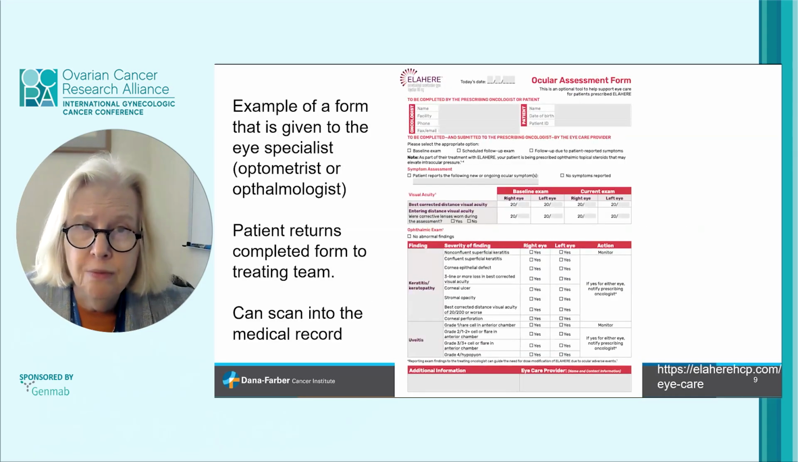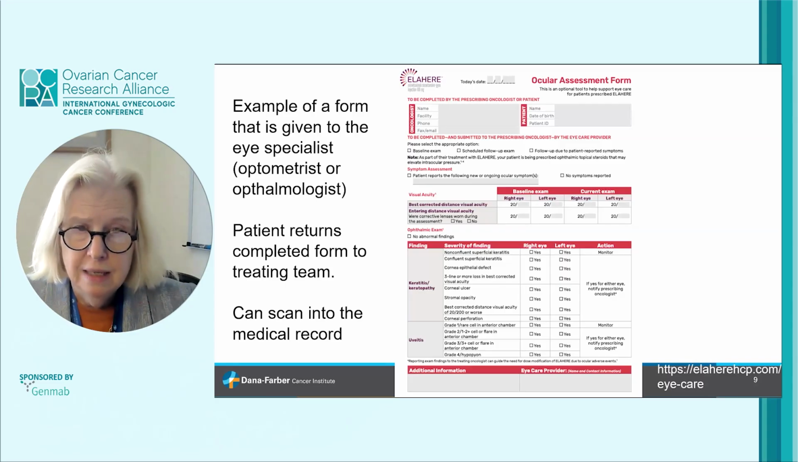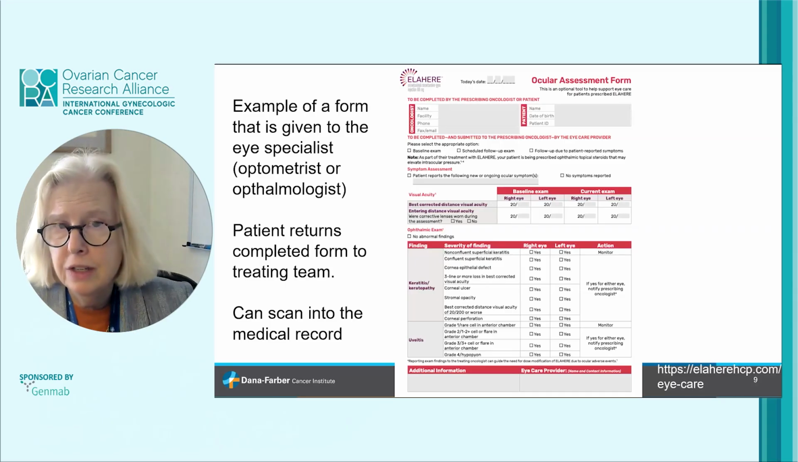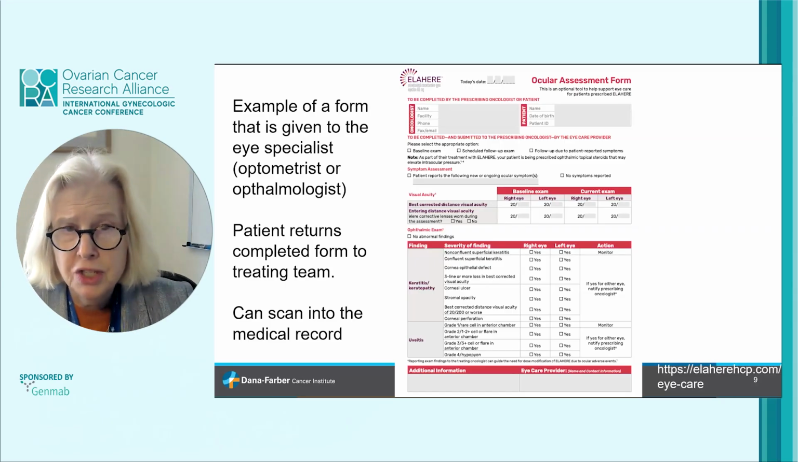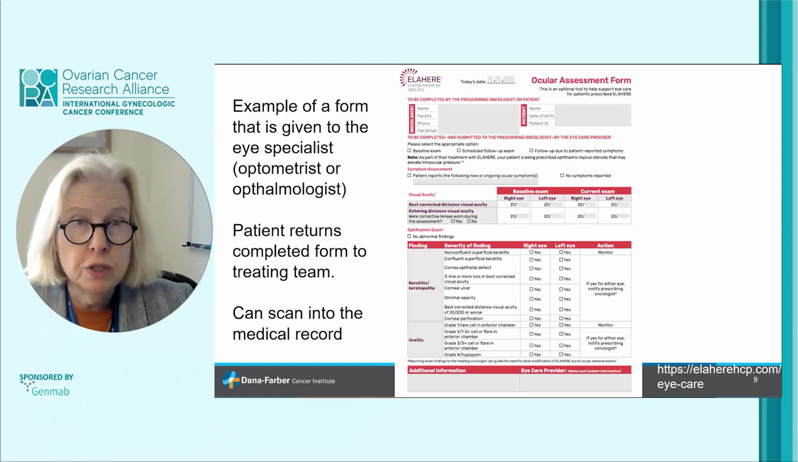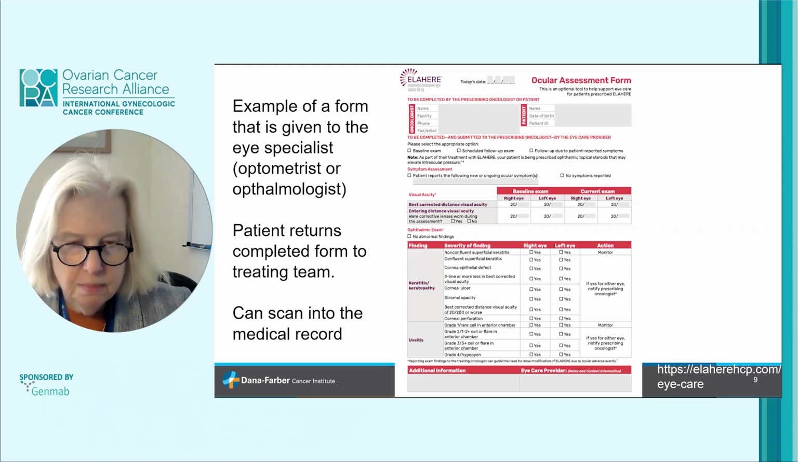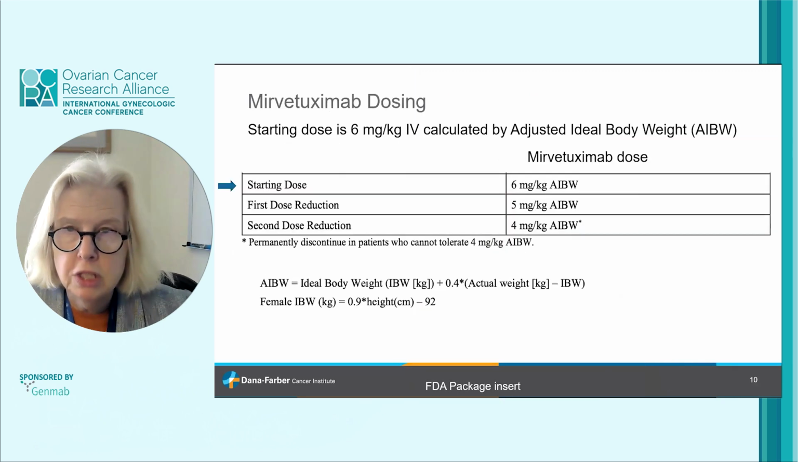This is the example of the eye form that I tend to give my patients. This is off a website, and the optometrist or the ophthalmologist fills this out. And we as the oncologist make that decision based upon the FDA package insert if somebody can actually continue on with mirvetuximab or not. So if the eye findings or eye symptoms are significant, sometimes we'll hold a week and then dose reduce. So that's really important to be in very close contact with the eye specialist.